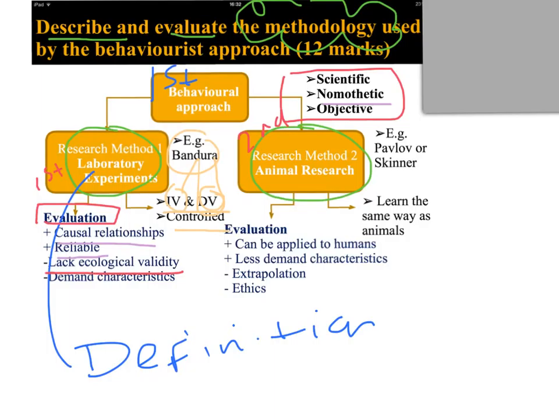It was not like the children's normal area of play. And so it doesn't really represent what goes on in real life, in their situation. So it lacks ecological validity. So, our final evaluation point is demand characteristics.